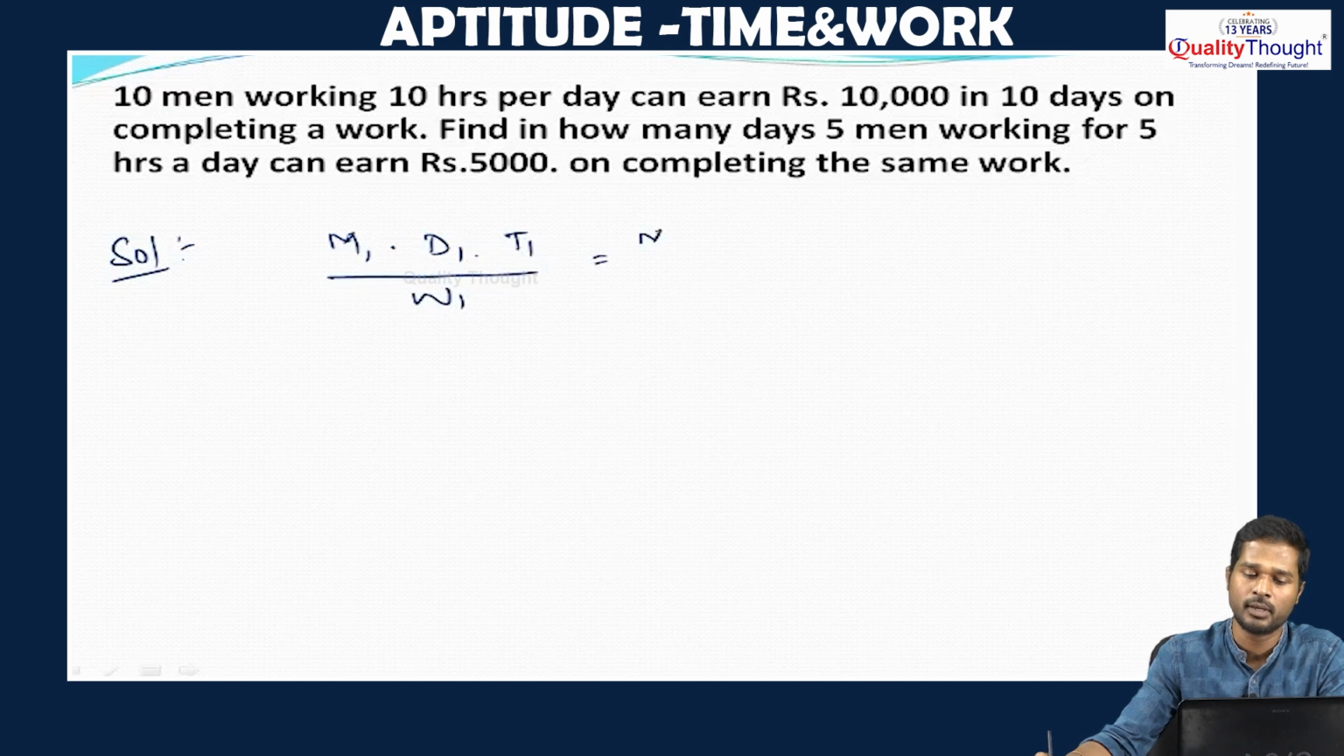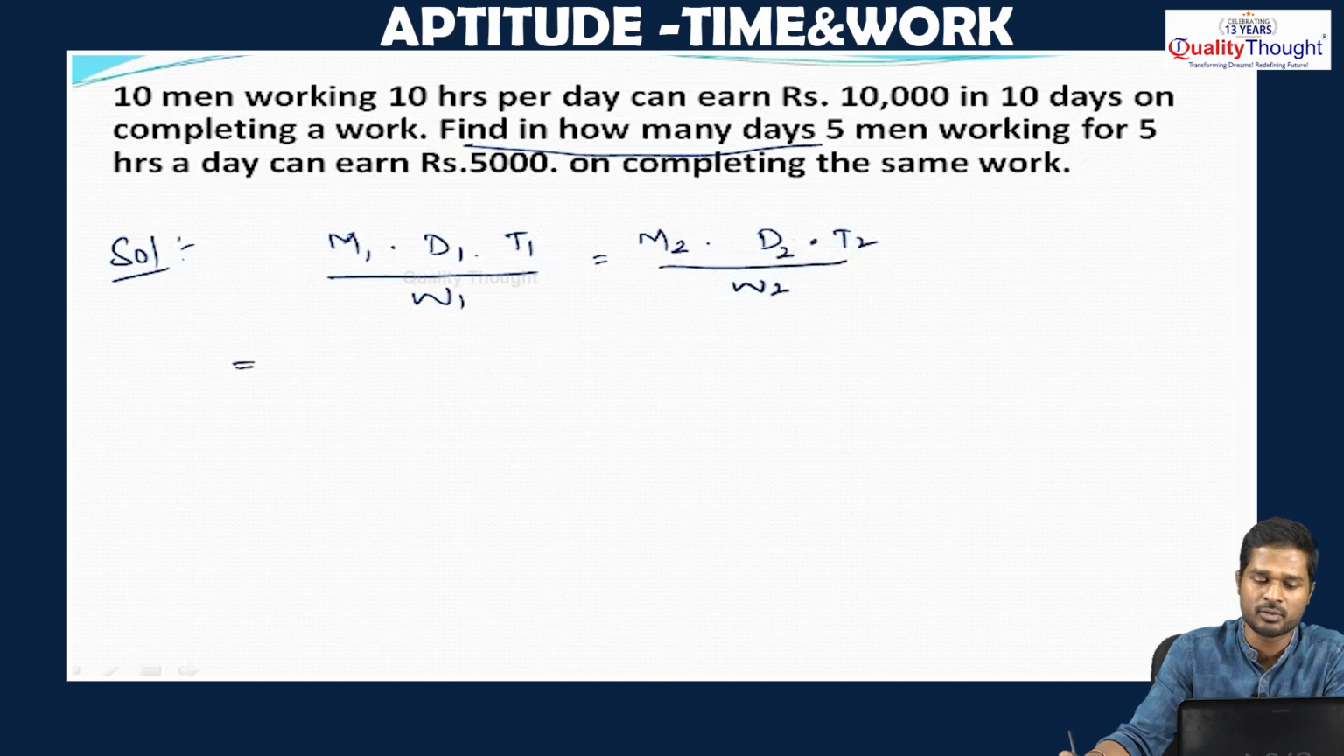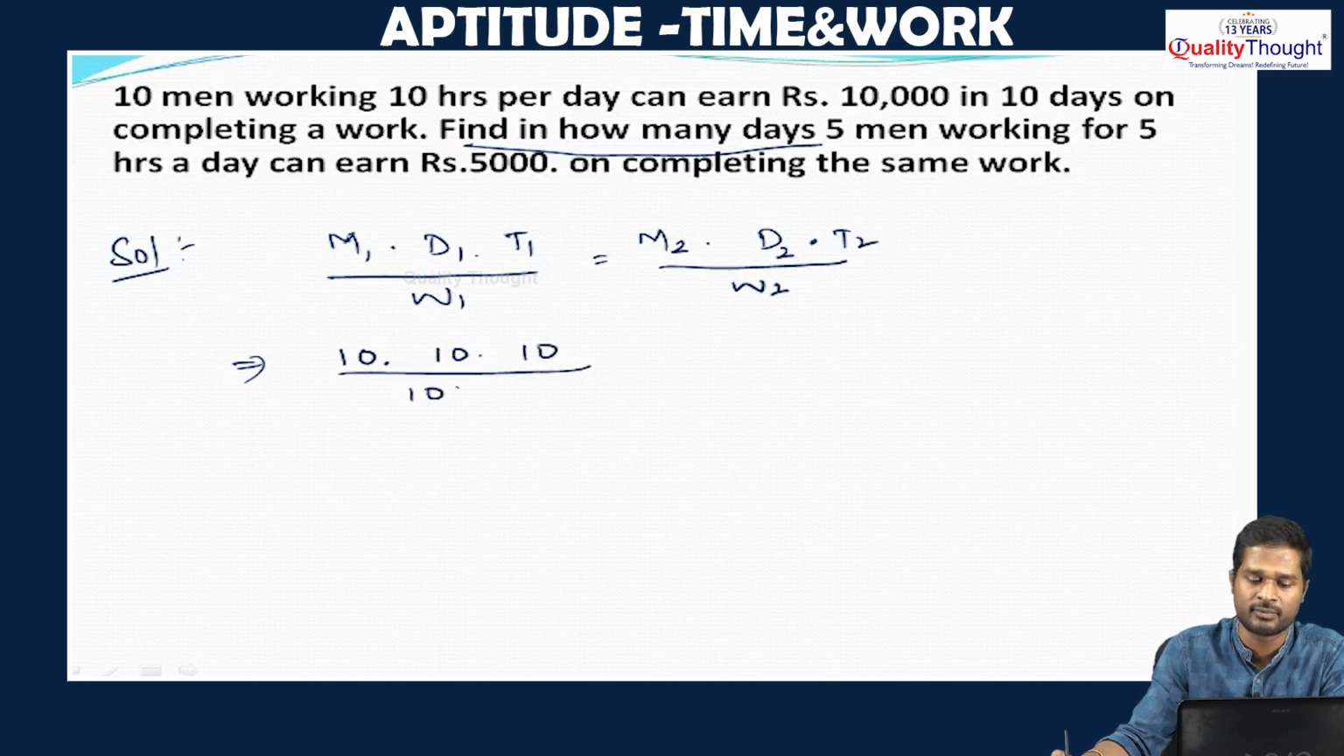Second group is what he is asking, find in how many days 5 men, number of people is given, number of days he has not given, and hours he has given, and he has given the salary which is W2. Just substitute the values, number of people in the first group are 10 men, they will be working 10 days and 10 hours per day, and they receive a salary of 10,000.